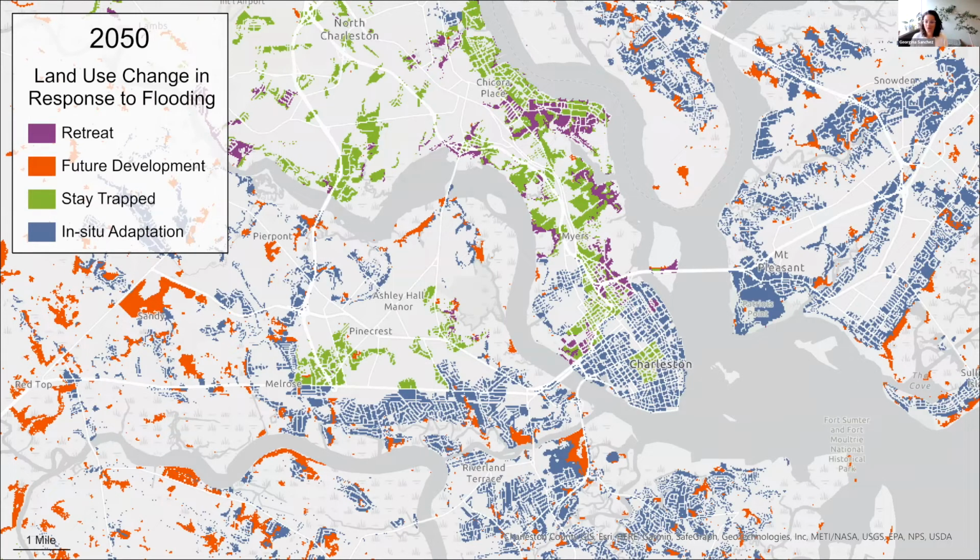So the result for this projection is that highly resilient communities are more likely to stay in place by enacting in situ adaptation measures, while vulnerable communities are likely to either retreat or stay trapped. And this is because of the high social and economic cost of migration and adaptation. Trapped residents are those characterized by a lack of resources, and they may only migrate if or when their lives are threatened by a flood event.